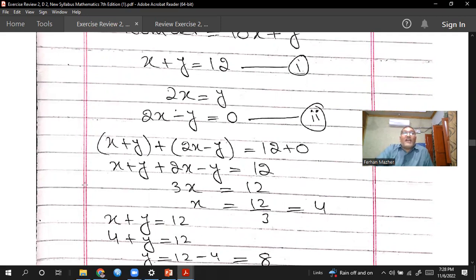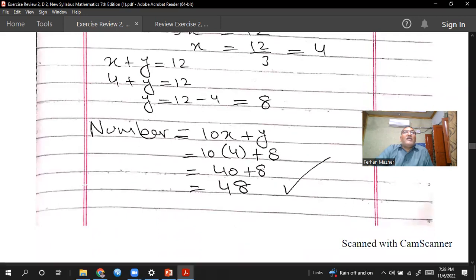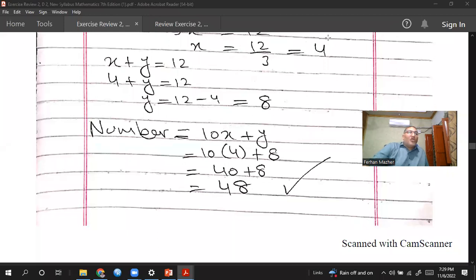So now I have the value of x. Now I will substitute that value. I will take the first equation, which was x plus y equals 12. I will substitute x with 4. So you will have 4 plus y is equal to 12. y will be equal to 12 minus 4, and that will be equal to 8. So the tens digit is 4, and the ones digit is 8. So the number is 10x plus y. So it will be 10 into 4 plus 8. So it will be 40 plus 8, and that will be 48. So the number is 48.